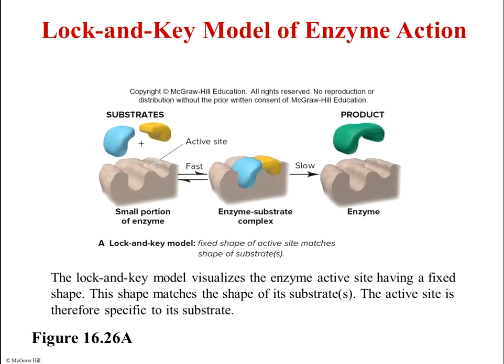It's often shown as this lock and key model, where the gray represents your protein or your enzyme. Your substrates fit into the lock and key. They're held there, and you generate your product. So the lock and key model visualizes the enzyme active sites and their appropriate shapes. And so it's very specific to a particular substrate.